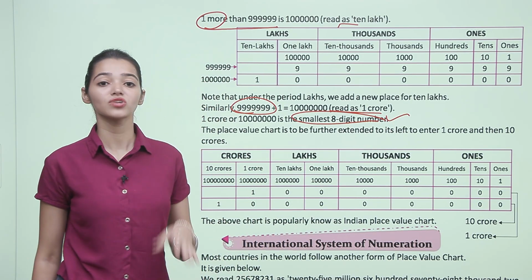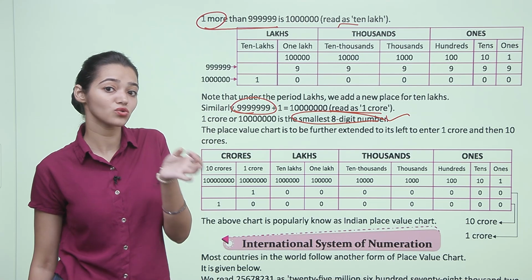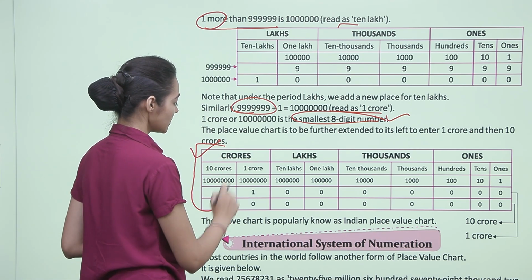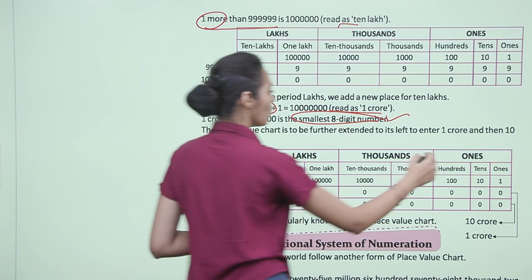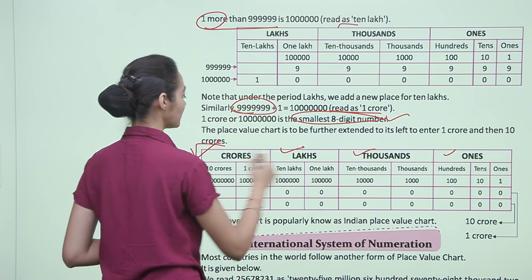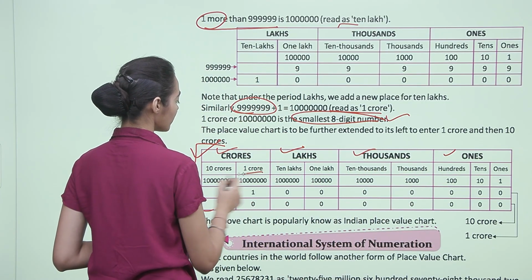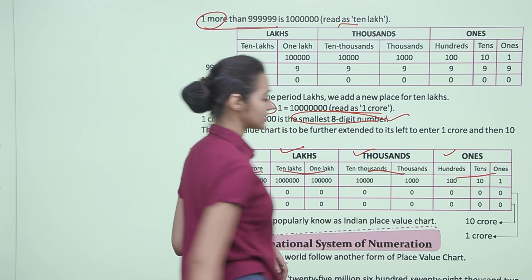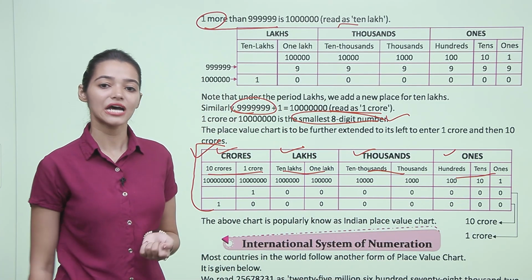Now the place value chart is to be further extended to the left as 1 crore and then 10 crores. So this is our Indian place value chart, that is ones period, thousand period, lakh period and crore period. In this we have 1 crore, 10 lakh, 1 lakh, 10,000, 1000, and ones, tens and 100.